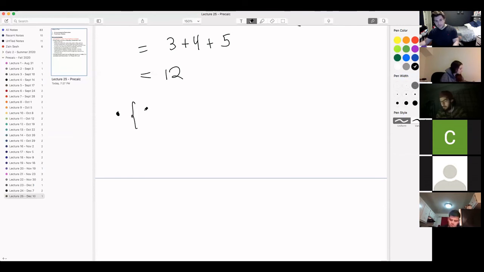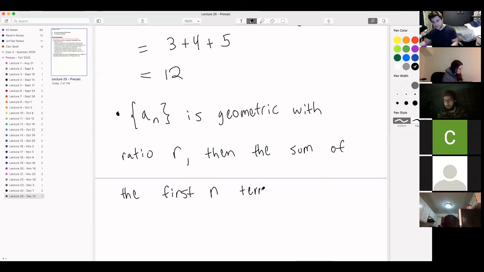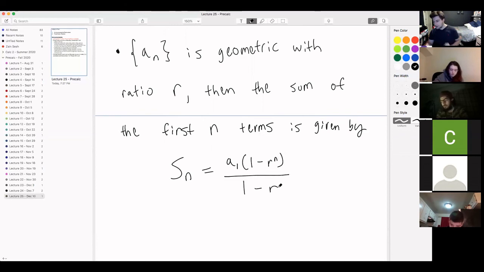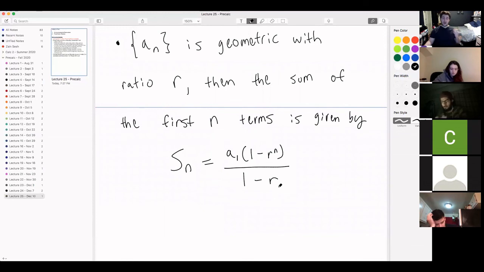Okay, so if a sub n is geometric with ratio r, then the sum of the first n terms is given by... We have a really nice closed formula for the sum of the first n terms of a geometric sequence. Here's the formula: S sub n is the initial term a1 multiplied by 1 minus r to the nth, divided by 1 minus r. A really nice formula. Remember, this is for the sum of the first n terms of a geometric sequence.